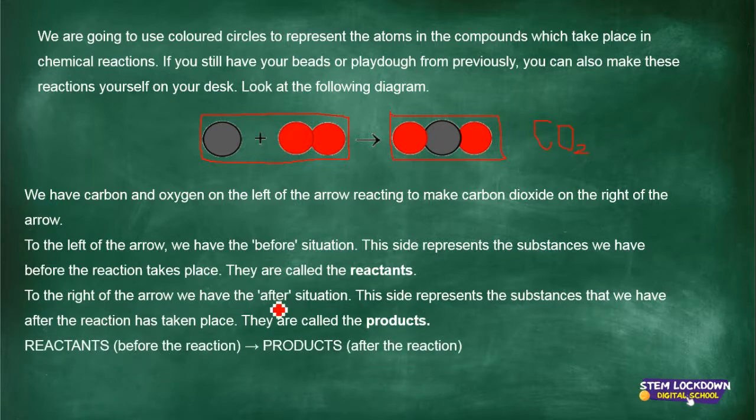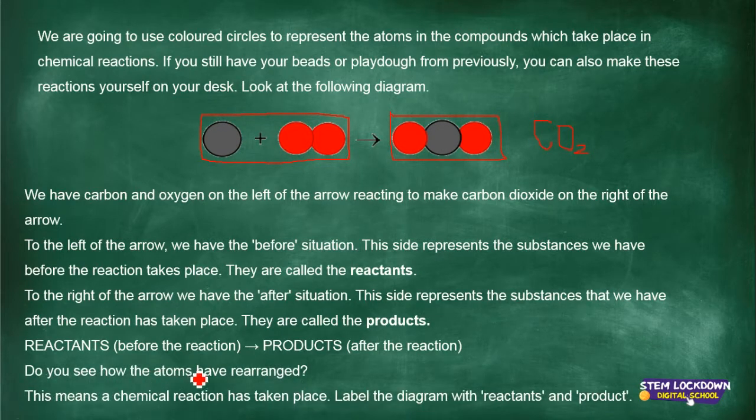So we say reactants are before the reaction. And we have products. Products are after the reaction. So do you see how the atoms are rearranged? Can you see on this picture here how the atoms are rearranged? This means that a chemical reaction has taken place. So when the atoms are rearranged, it means that the chemical reaction has taken place.